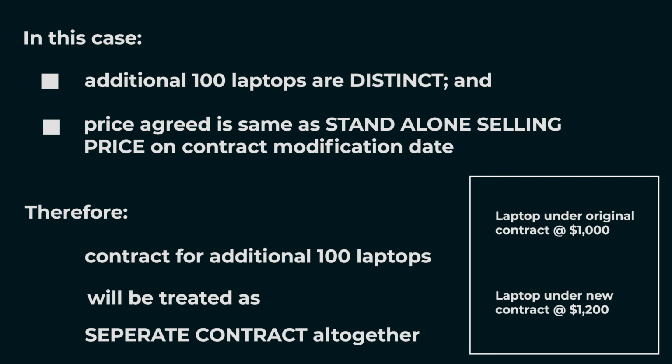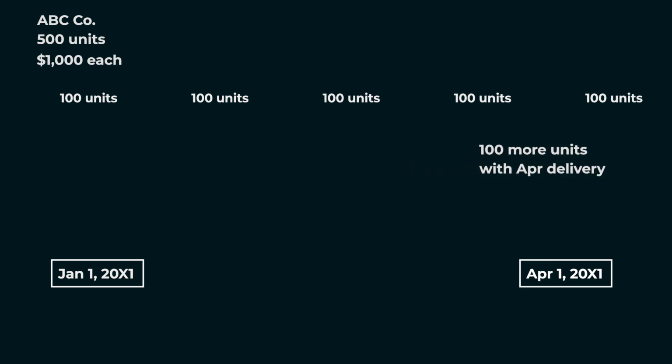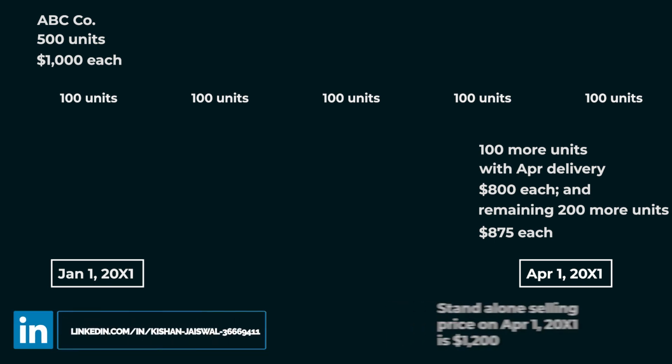Let us take one more example. On January 1, 20X1, you sign a contract with ABC Company to sell 500 units of laptop at $1,000 each. You will supply 100 units each month over the next 5 months. On April 1, 20X1, ABC Company asked you to supply another 100 units along with the April delivery. You agree to supply 100 units at $800 per unit and also agree to supply the remaining 200 units of April and May supply under the original contract at $875 per unit. On April 1, 20X1, the standalone selling price of the laptop is $1,200.